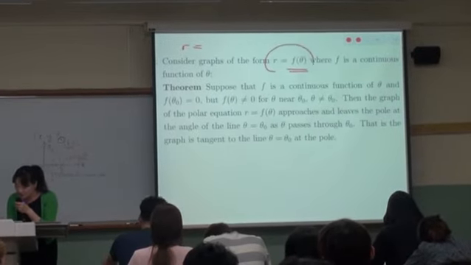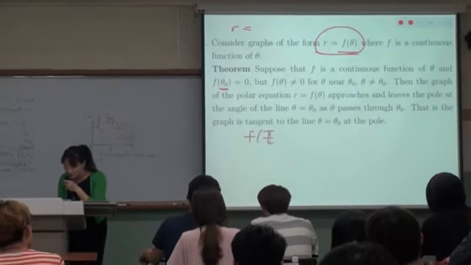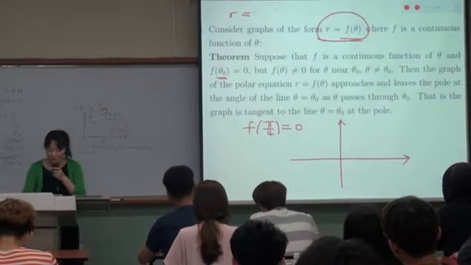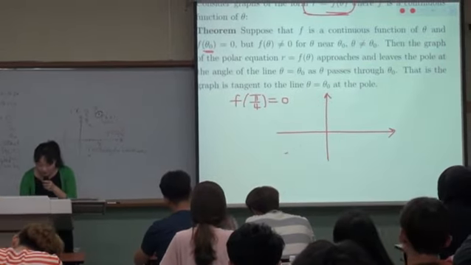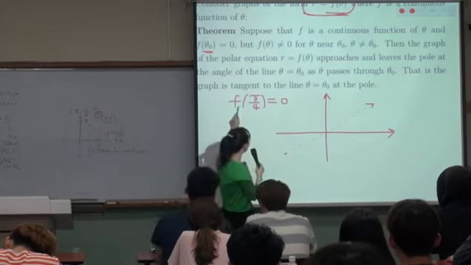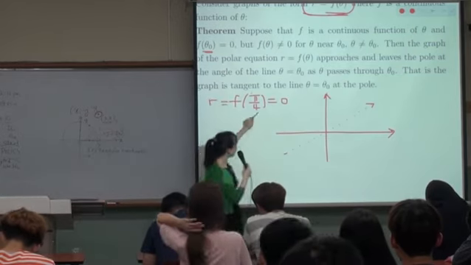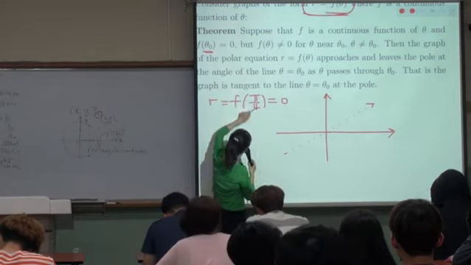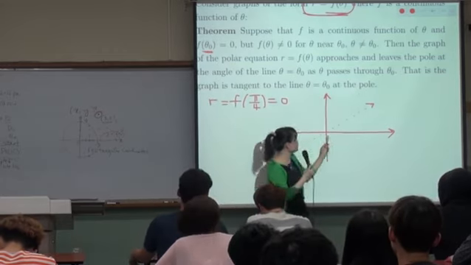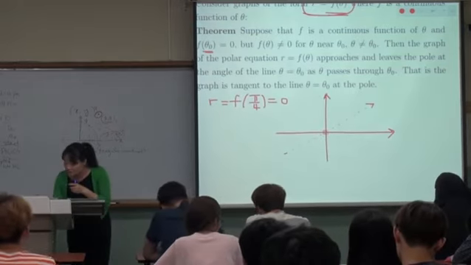I have this function, and when theta equal to theta zero, it is zero. So for example, suppose f of pi over 4 is zero. So polar axis and the pole. So this is pi over 4. Pi over 4 is 0, f is r. So at pi over 4, at theta 0, what's my r? 0. So where is the point? On this polar axis, where is the point? At the origin. Okay? At the origin. So it is here.